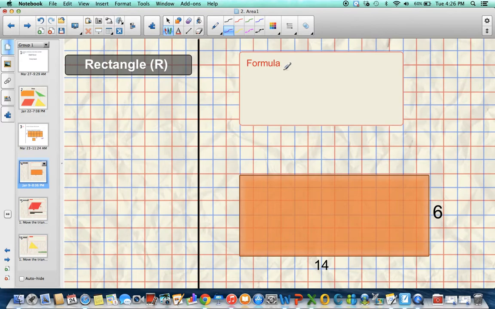You probably have learned the formula for area of a rectangle is length times width. We're going to try to always use base times height. So in this case, my base is 14 and my height is 6. So I end up with 84. Now we don't have any specific units, so we're just going to use U for units. And again, remember, area is always squared. So that's the one you should know.